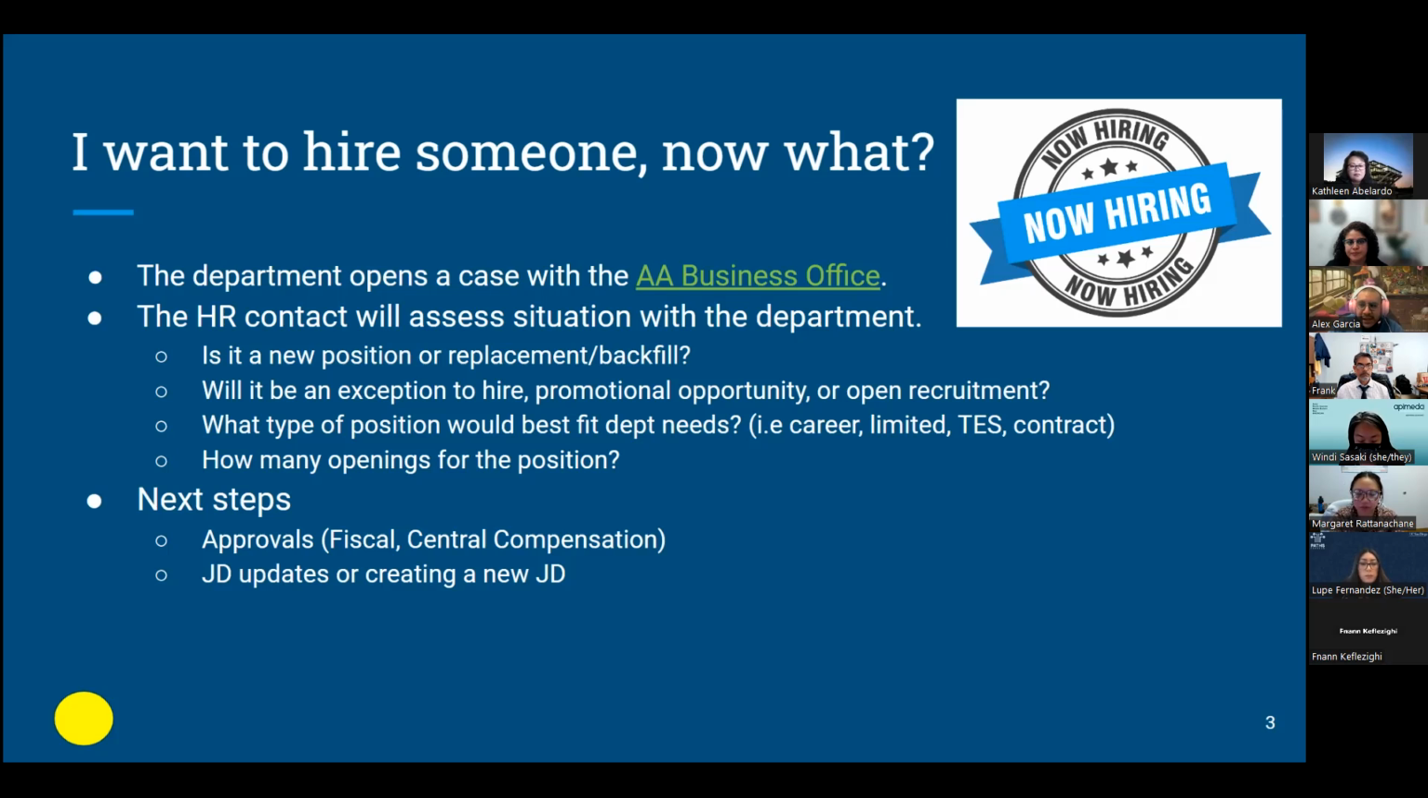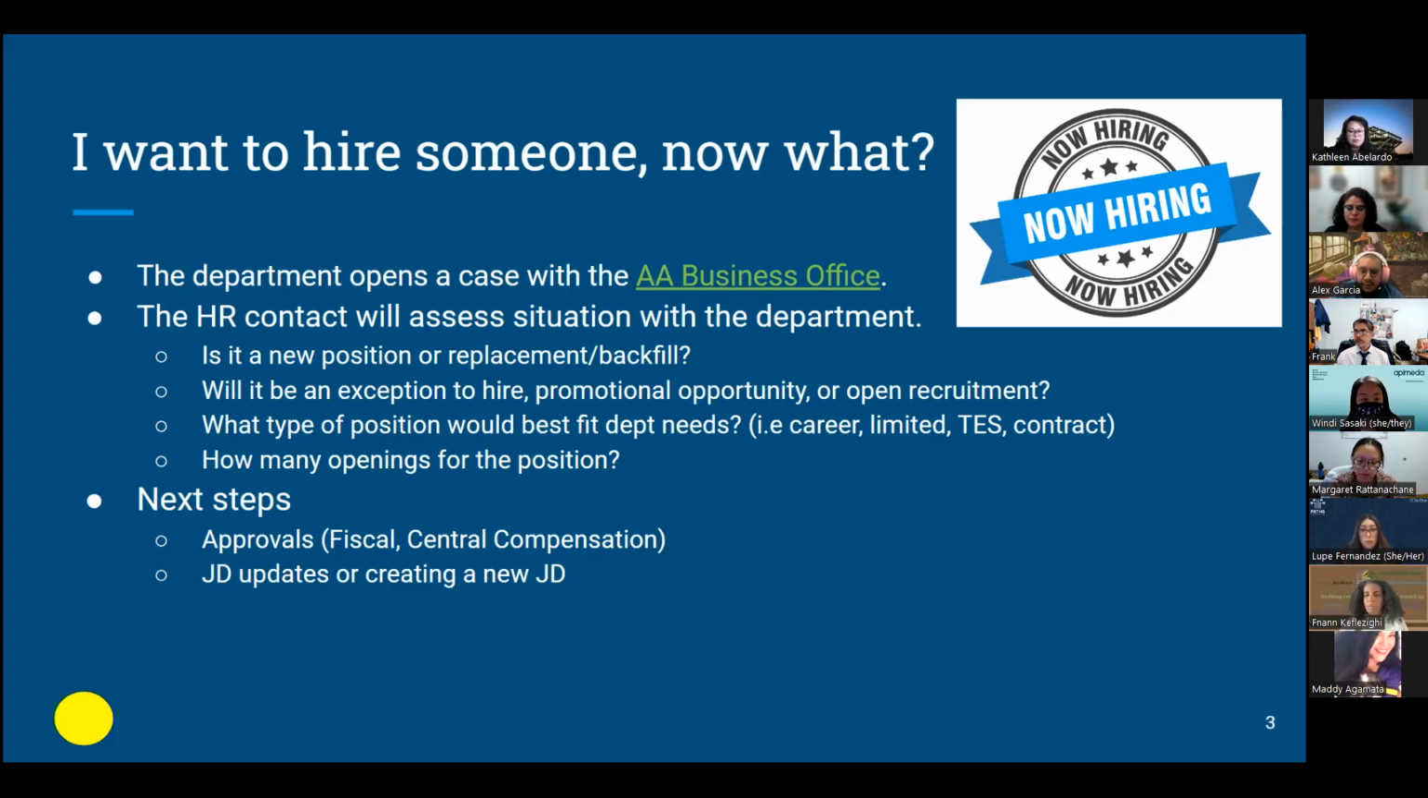There's a lot of variables, and that's why the HR contact will work closely with the department to see what's going to work best for that area. And then finally, how many openings for that specific position. The steps after that are going to be the approvals: the fiscal approval, central compensation approval, and also JD updates. It could be that we're creating a brand new JD for the department, but it could also be that we have a vacancy, but the position has changed over a year since it was last empty, and we have to reassess what that JD now needs for the department moving forward.